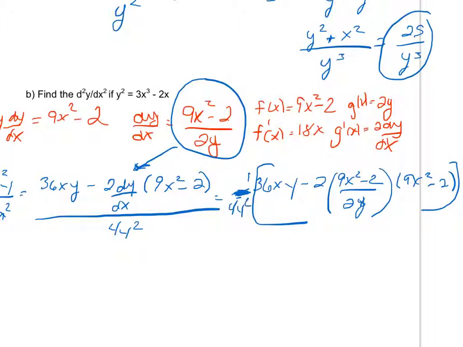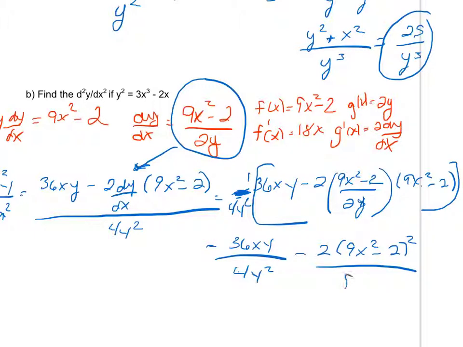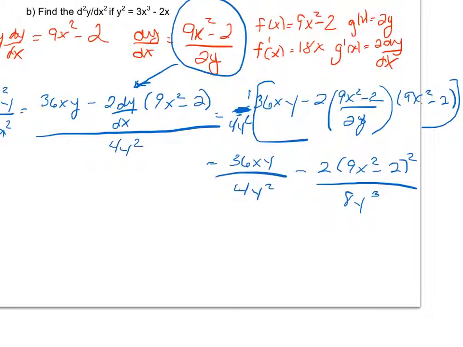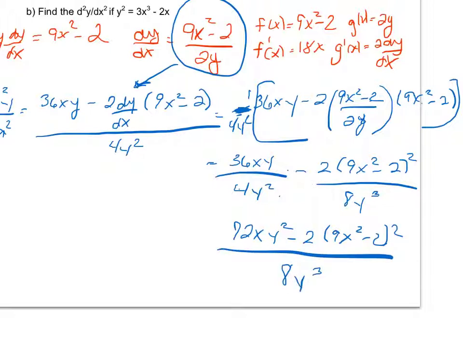So from here, I'm going to go ahead and distribute that in, and I get 36xy all over 4y squared minus 2 times 9x squared minus 2 squared all over 4y squared times 2y, which is 8y cubed. Once again, I could get a common denominator so I can combine these. I'm going to have to multiply this one here by 2y. So 36 times 2 is 72xy squared minus 2 times 9x squared minus 2 squared all over 8y cubed. And unlike the first one, I don't see anything I can substitute back in for. So I'm going to go ahead and leave that as my final answer.